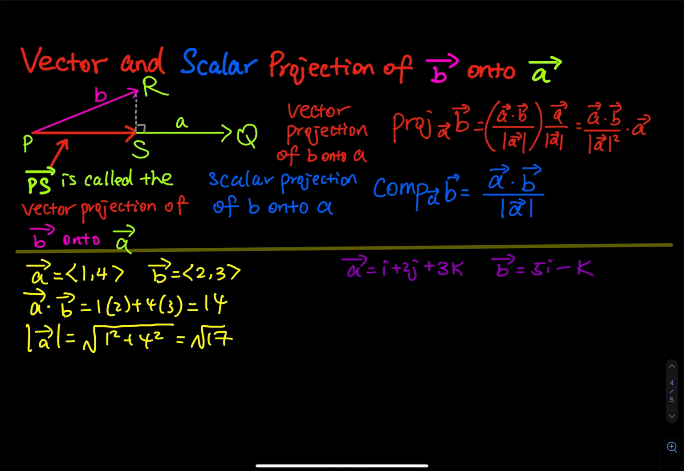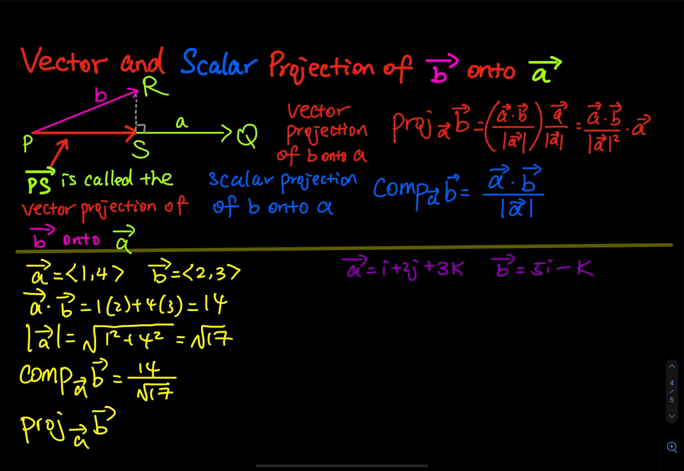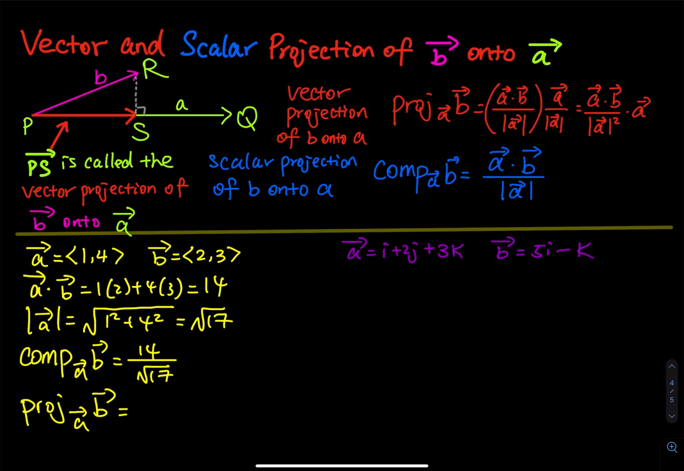And then let's do the scalar projection. So we have the scalar projection of B onto A, that is equal to the dot product, which is 14, divided by the magnitude, which is square root of 17. And then the vector projection, proj of vector B onto A, is equal to, you take either one of those. Which one do you like? We have a square root, we can pick the second one. So the dot product is 14, and then you square the magnitude. Once you square that, you get 17, and then vector A is 1 comma 4.